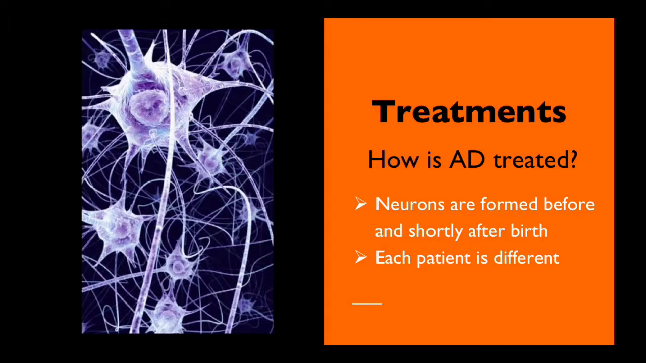How is AD treated? There is difficulty with treatment due to several factors, including that neurons are formed before and after birth, so there is little or no regeneration throughout a person's life. Therefore, when the neurons are damaged, unlike other cells in the body, there are no new neurons made to replace them, reducing neurological function over time. And finally, each patient develops plaques and NFTs in different areas of the brain, and the extent of symptoms is determined by this.